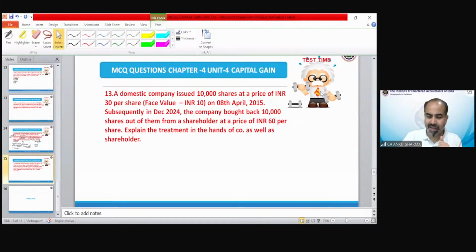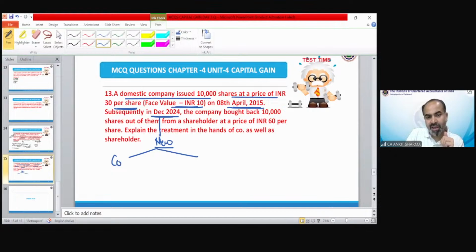Now the question says, date is very crucial, students. A domestic company issued 10,000 shares at a price of 30 rupees per share, face value 10 rupees, on 8th April 15. In December 24, that means new provision would be there. When there is new provision, in case of company, there is not going to be taxable anything. No treatment, technically we can say not applicable.